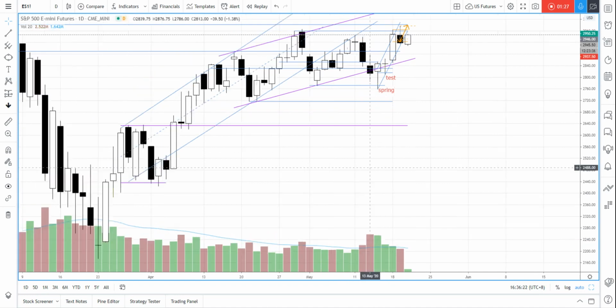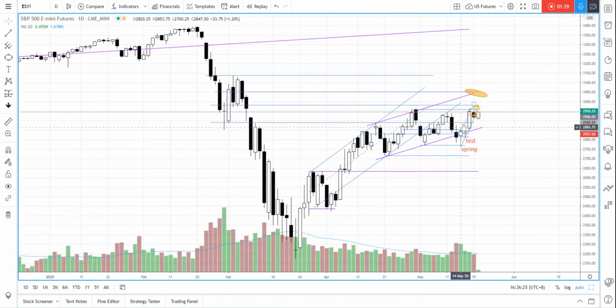And if I just zoom out a bit, you can see that we are still near the resistance area, the swing high at 2965. We did have a false breakout or the upthrust during the London session, which I initiated a trade on as shown in my video yesterday. And you can see that every time we approach this level around 2960, we have a reaction from here.